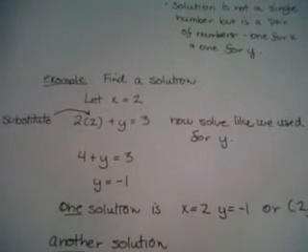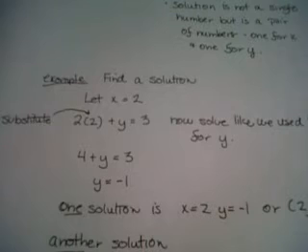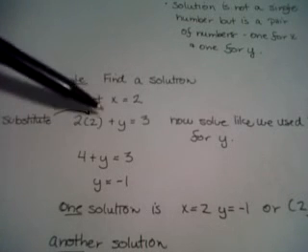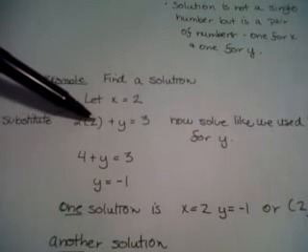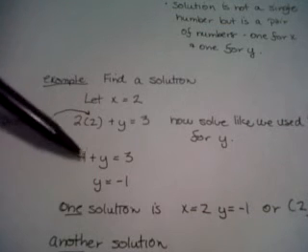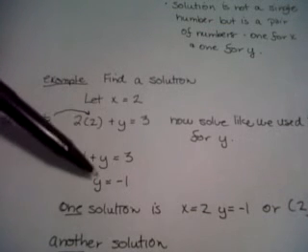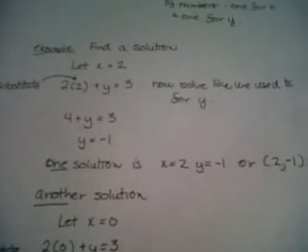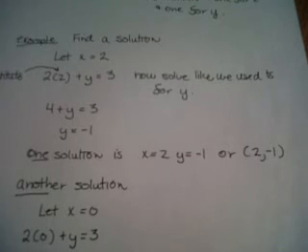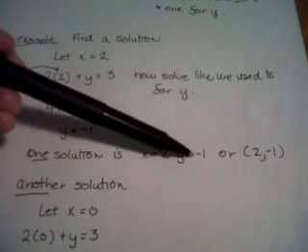So here, I'm going to find a solution to this equation. To find a solution, I'm going to let x equal 2, and I will substitute 2 into the equation that we had. So 2 times 2, I just substituted for x, plus y equals 3. Now I'm going to solve this for y, just like we have in the past. 2 times 2 is 4. I have 4 plus y equals 3. So in this case, y equals negative 1. That means one solution to this equation is that x equals 2 and y equals negative 1.